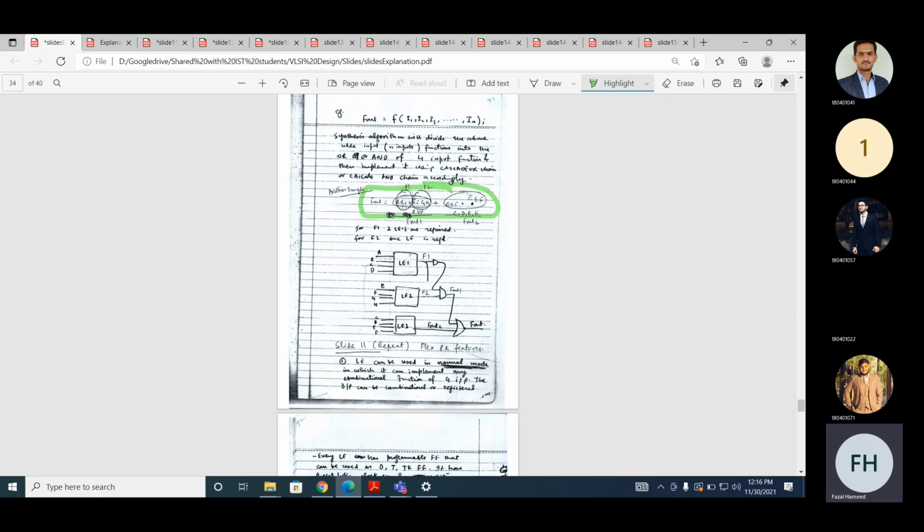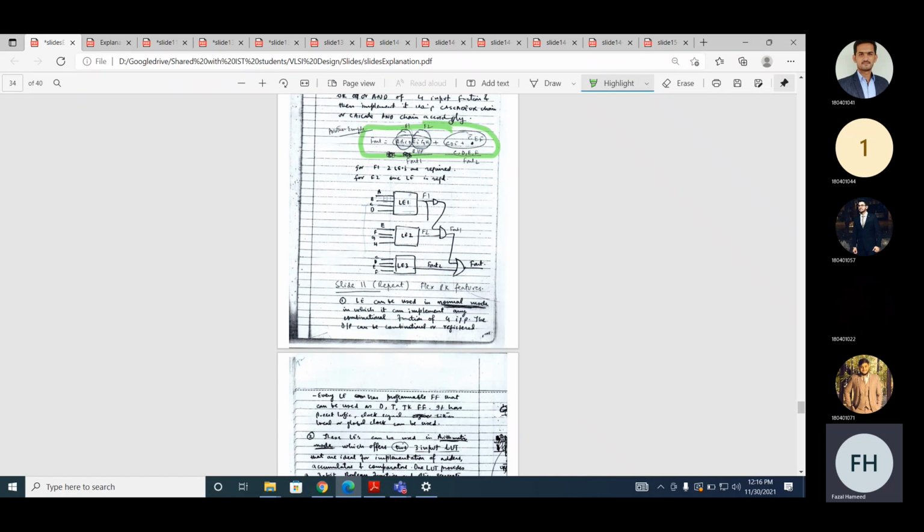So if you look at this function, F1 is a function of A, B, C, D. F2 is a function of E, F, G, H, and F3 is a function of C, D, E, F. And for the above, which chain is used? For this, AND chain, and for the second one, OR chain. So if you look at this F out, what is F out now?